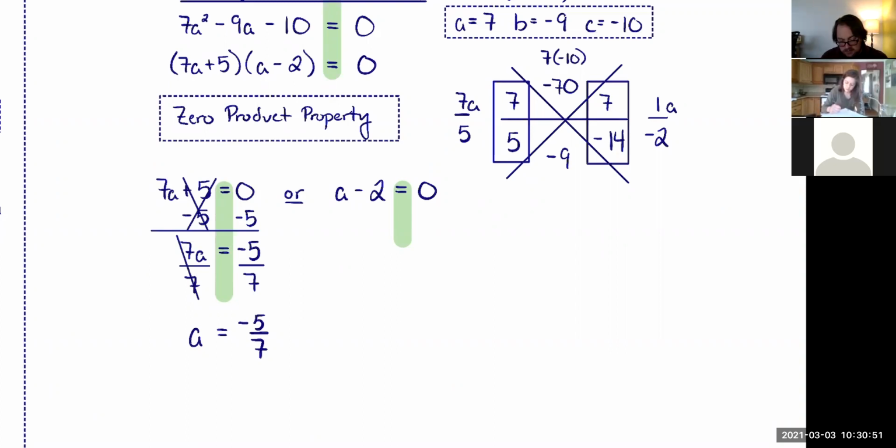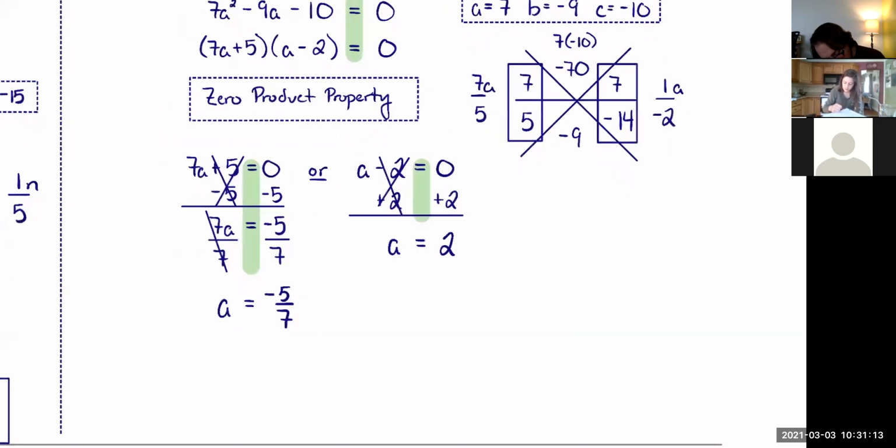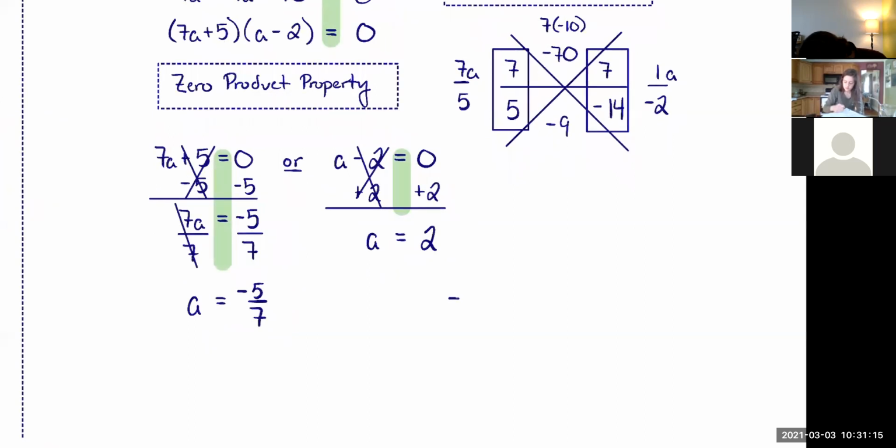I move on to the second equation. How would I solve that one? Add 2. Add 2 to both sides. So the -2 plus 2 is gone on the left, leaving me with just the a. 0 plus 2 gives me 2. So when it's all said and done, I end up with 2 solutions, which are -5/7 and +2.